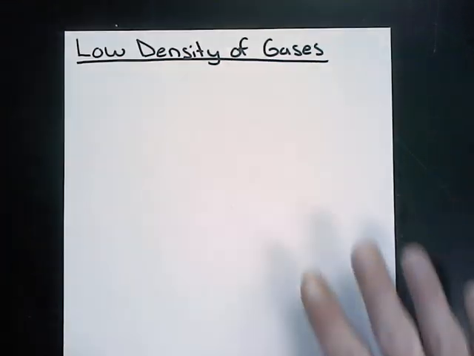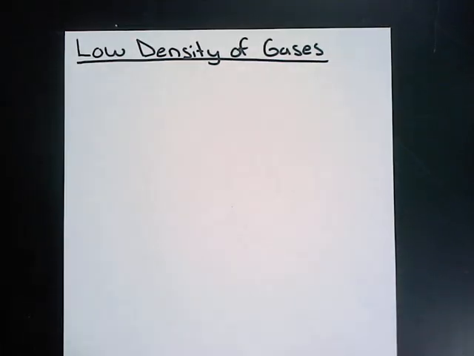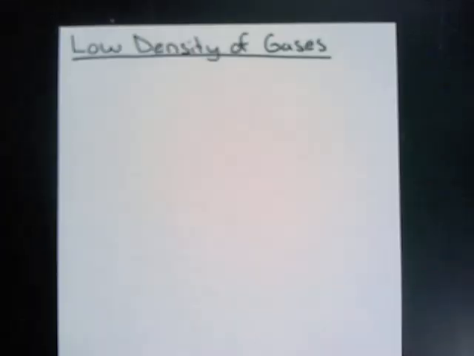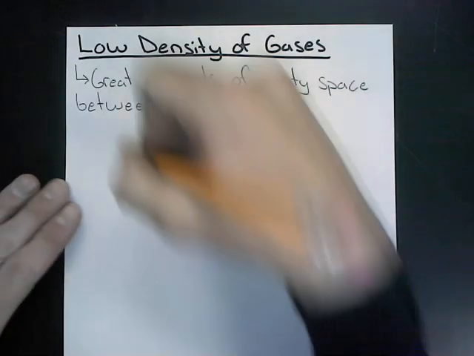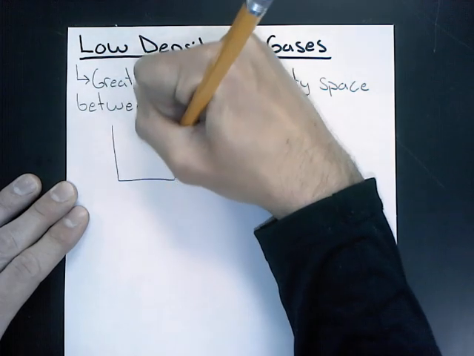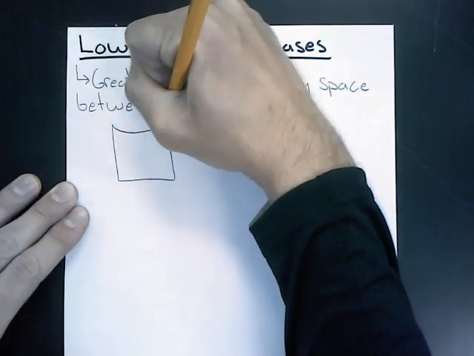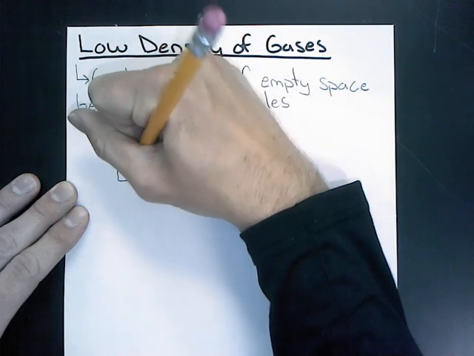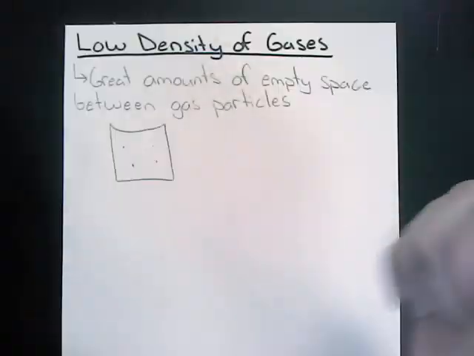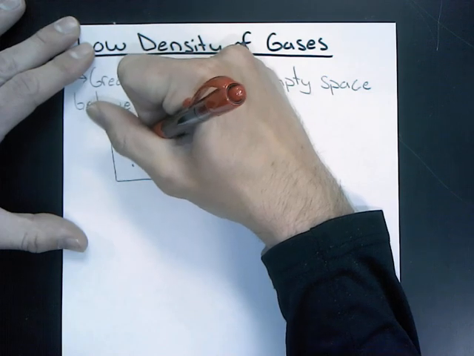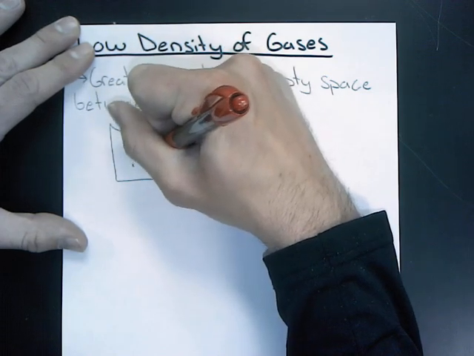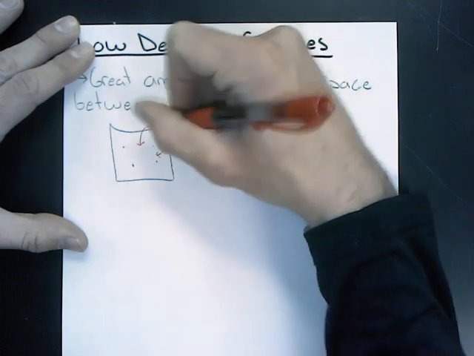The first property of gas that we're going to talk about in depth is the low density of a gas. The reason there is a low density in a gas is because there are great amounts of empty space between gas particles. If you remember our picture from earlier, if I draw my gas container again, our gas particles are really tiny particles, and in between those gas particles is just empty space.